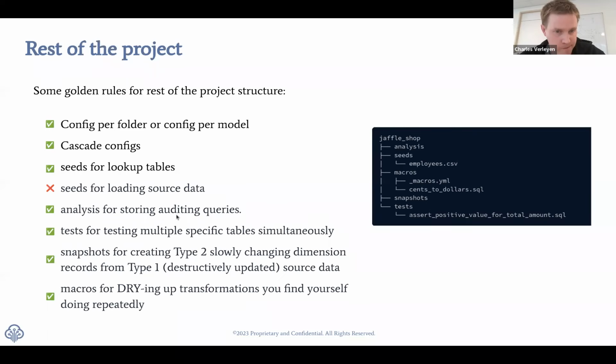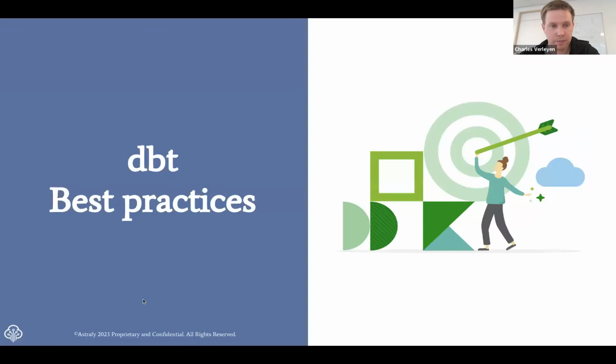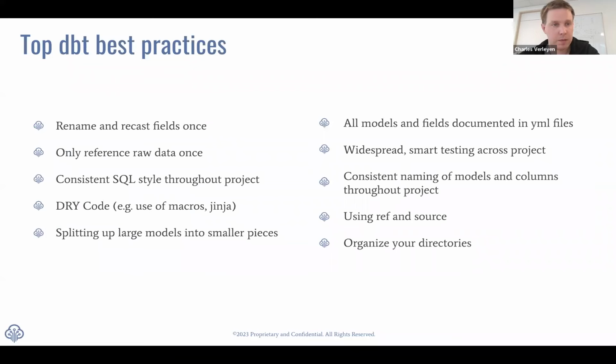Okay. So macros, as I mentioned, every time you see that you are using the same logic in different models, that's a good smell to build a macro. So some dbt best practices here. As mentioned, in the staging data layer, you should rename and recast fields only once, and it's in that data layer. You should not do that afterwards.